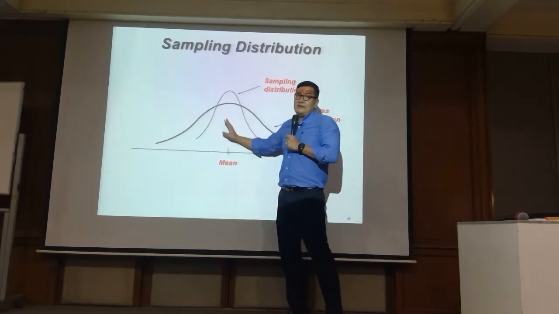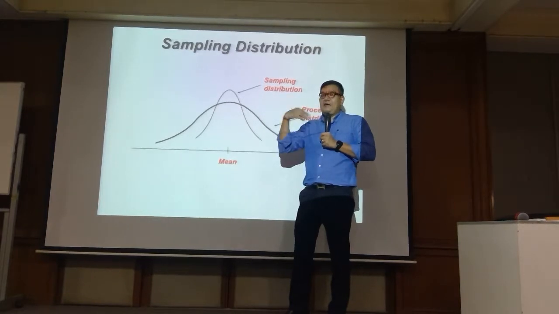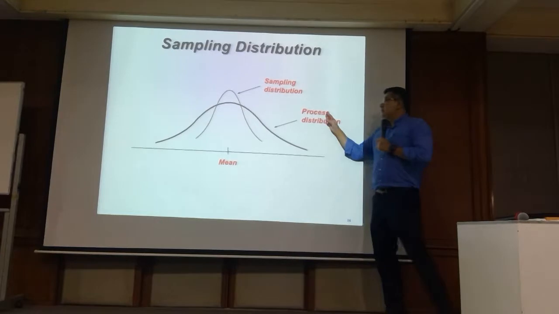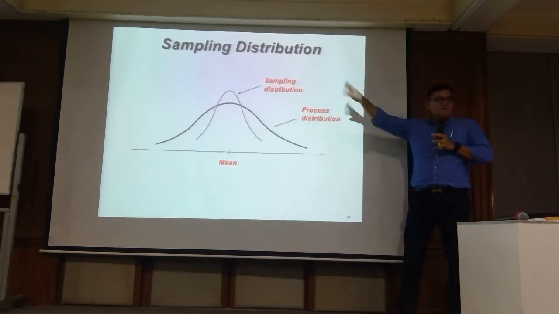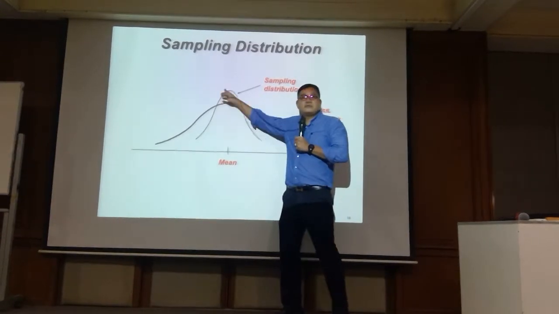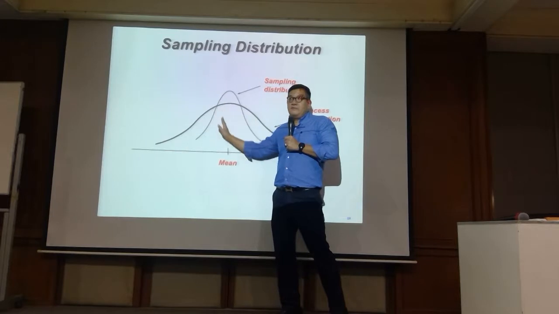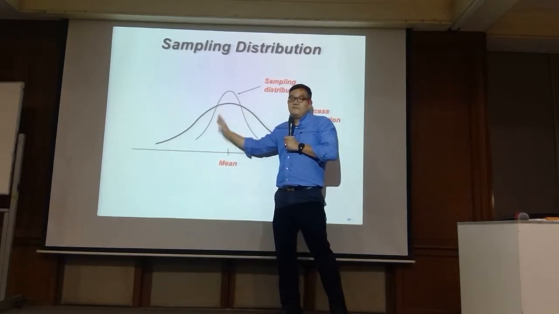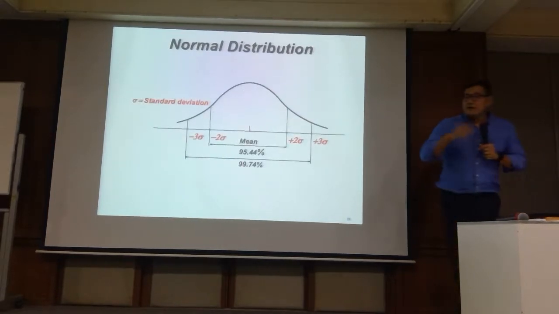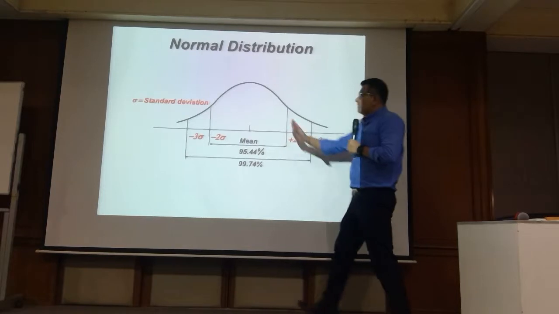We assume that if you do the sampling many times, enough, no matter what your population or the distribution of the process is, the sampling distribution is going to be a normal distribution with the same mean as the process distribution. This kind of detail I'll show you later. So this normal distribution, we know that.